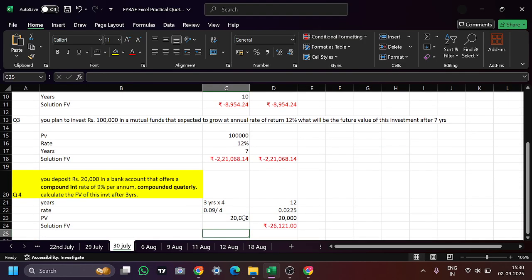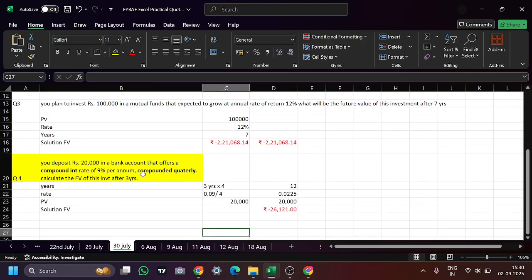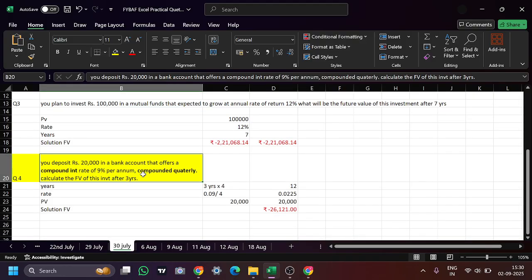The tricky question we have is the fourth and last question from this future value sum. You deposit rupees 20,000 in a bank account that offers a compounded rate of interest of 9% per annum. Now I have highlighted certain text over here. The rate of interest is 9% per annum, compounded quarterly. Now in a year we have 4 quarters of 3 months each. Done. Calculate the future value of this investment after 3 years.